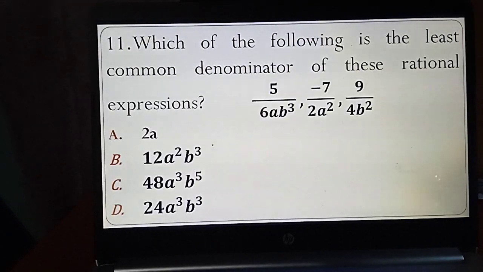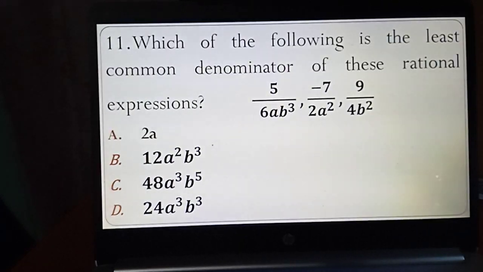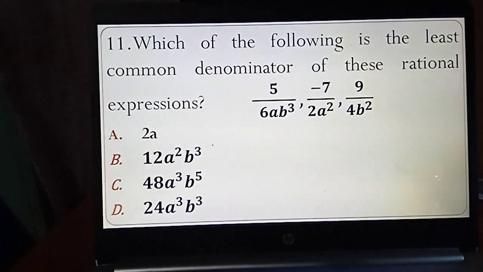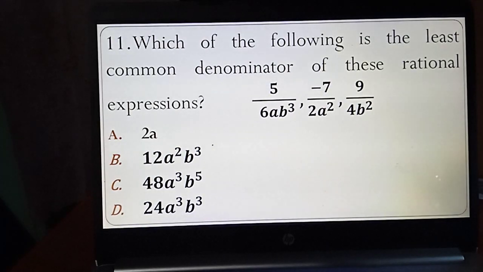Number 11. Which of the following is the least common denominator of these rational expressions? 5 over 6ab cubed, negative 7 over 2a squared, and 9 over 4b squared.